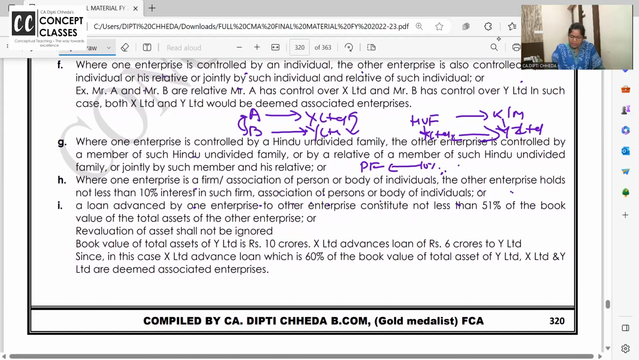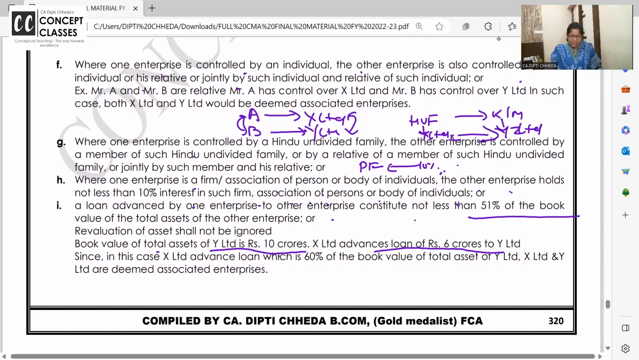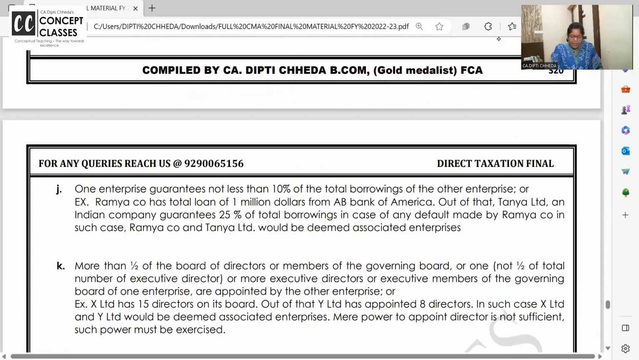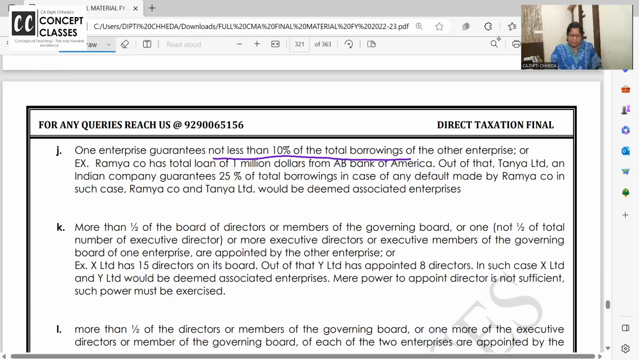Loan is advanced by one enterprise to another, not less than 51% of the book value of that other's assets. Like book value of Y Limited is 10 crore. X Limited has advanced 6 crore loans to Y Limited. तो Y Limited के बैलेंस शीट का 10 करोड़ का 51% से ज्यादा तो X Limited has given the loan. So X and Y will become what? Associate enterprise. Next, one enterprise guarantees not less than 10% borrowing of another enterprise.